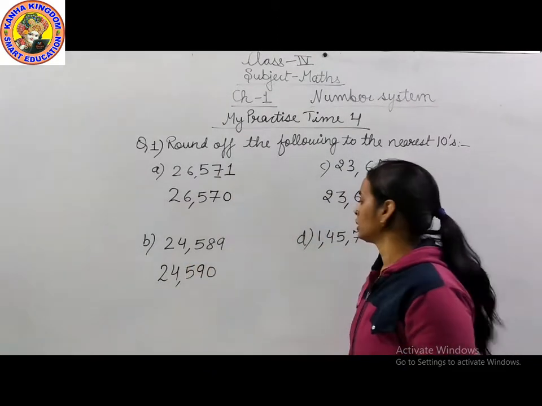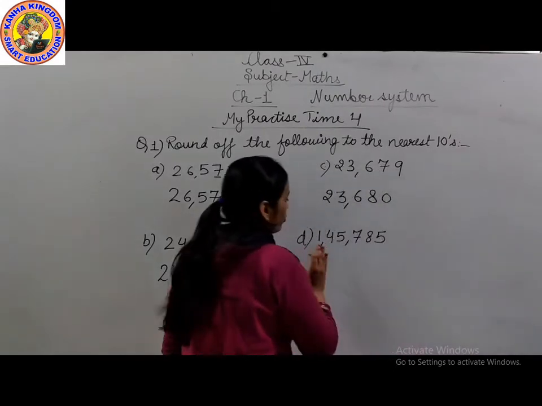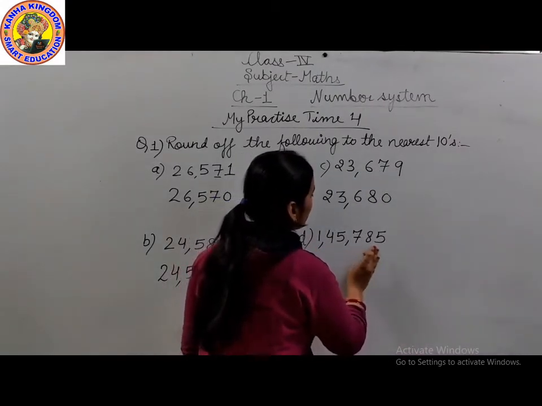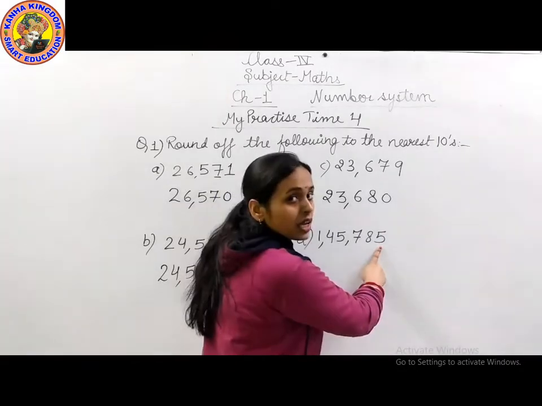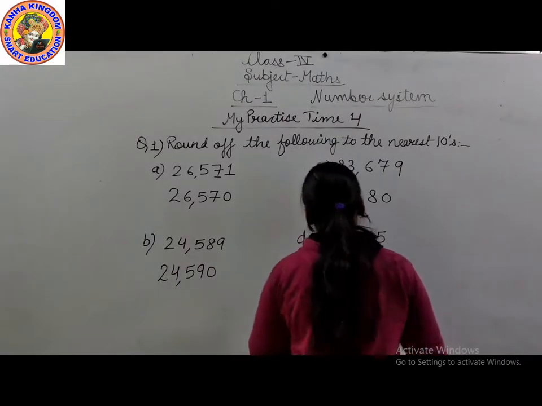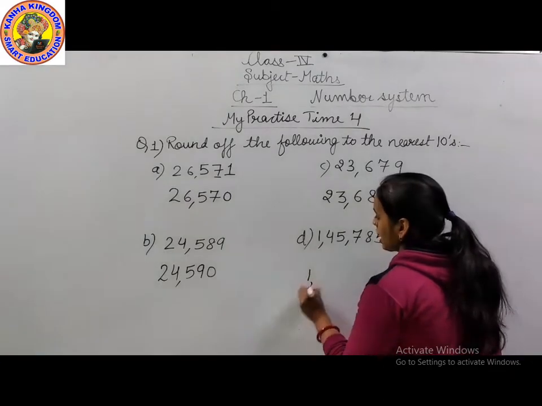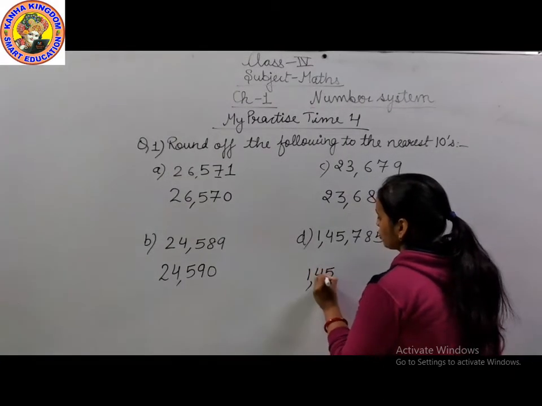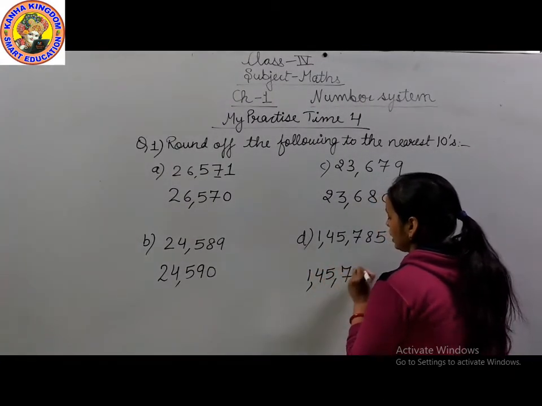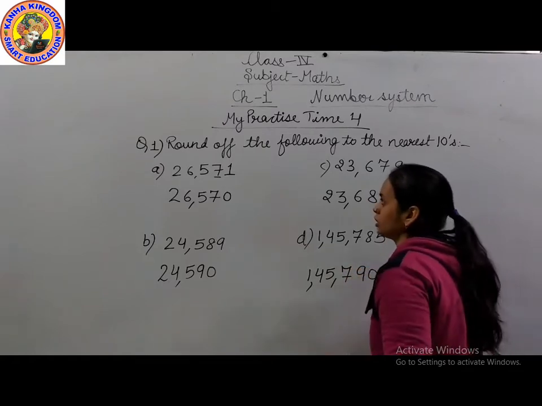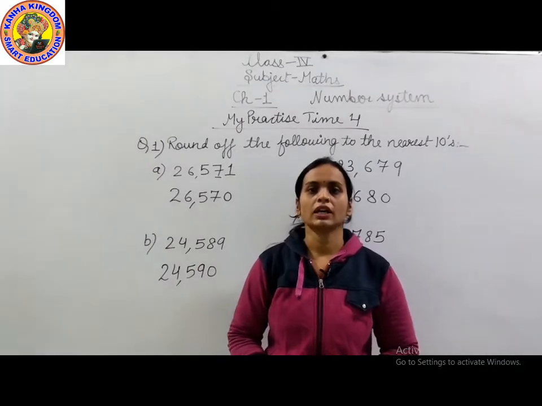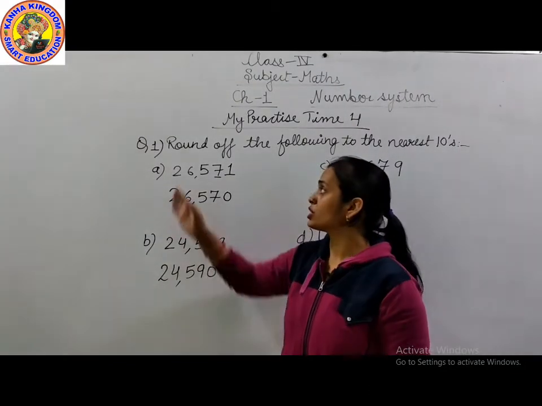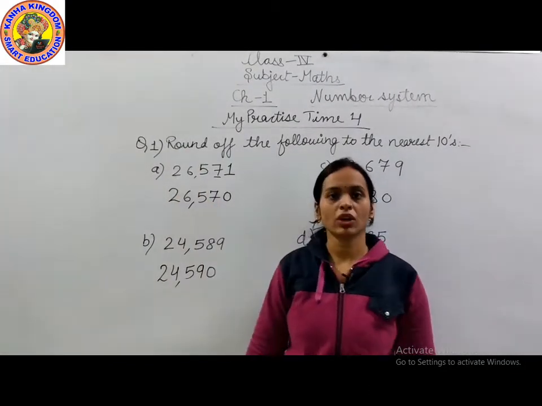Okay. Now next is 1,45,785. 5 is also greater than 4, so we write here 1,45,790. Okay. So write down this in your notebook and solve all the rest of the questions of question number 1 in your notebook.